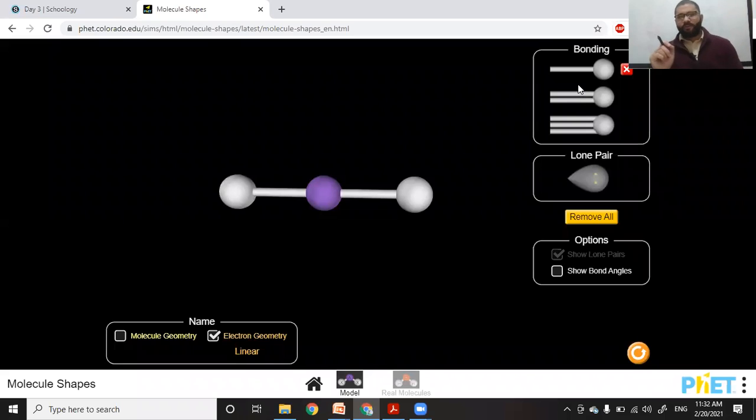So dear student, according to the VSEPR theory, if there are two elements attached to the central one, that is beryllium in this case, and there isn't any lone pair of electrons, they will be apart maximum from each other. So over here, they will give us a linear structure and a bond angle of 180 degrees. They will be completely in the opposite direction of each other. So the structure of beryllium fluoride is linear.